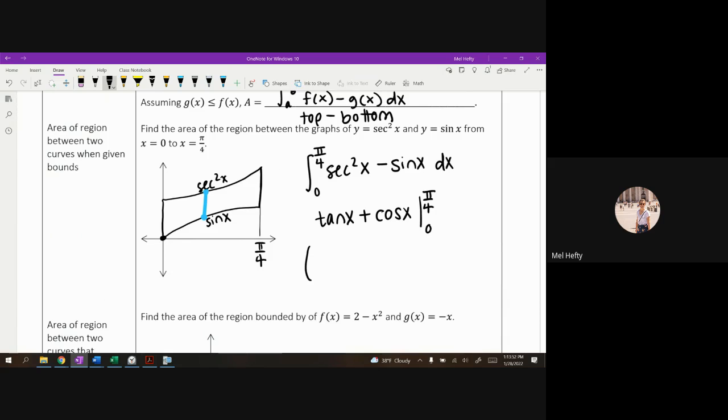All right, let's talk. Ready? Do you have your unit circle out? All right. Tangent of pi over 4. Good. All right. Cosine of pi over 4. Rashad.